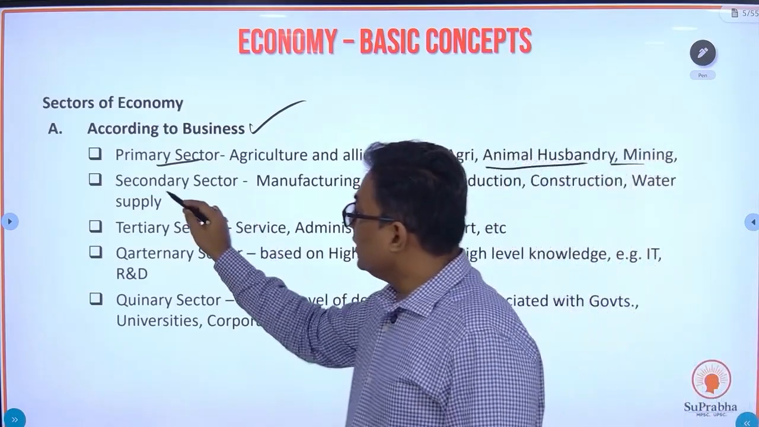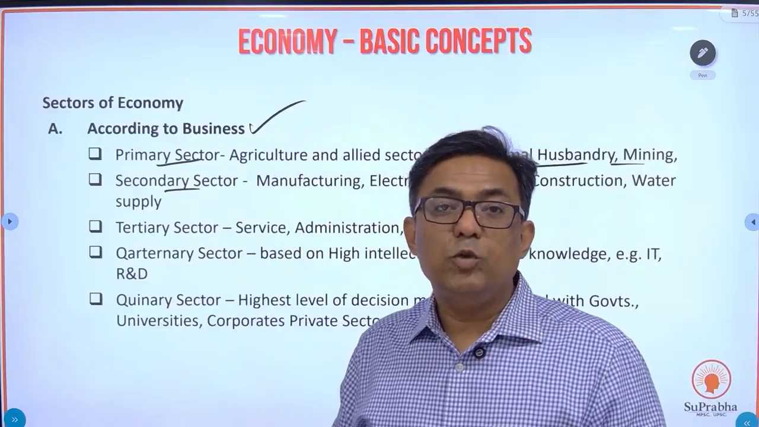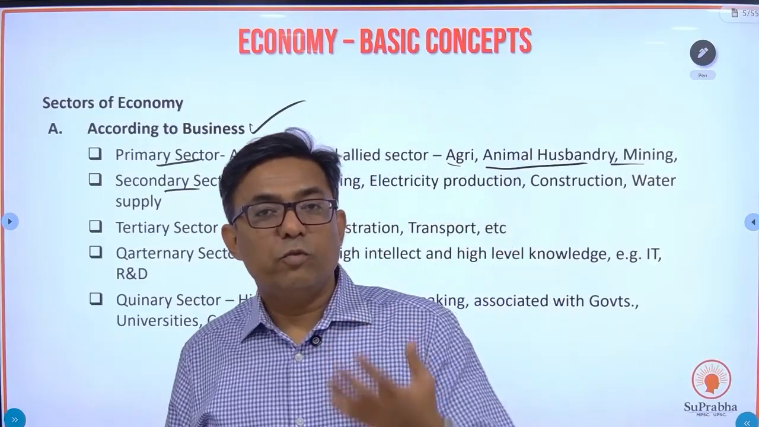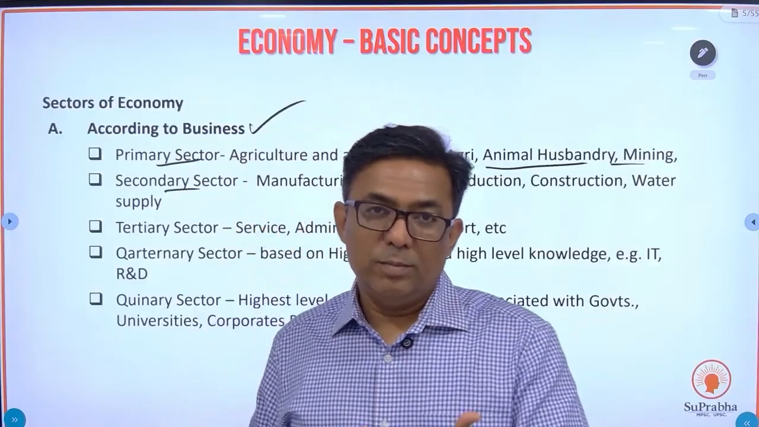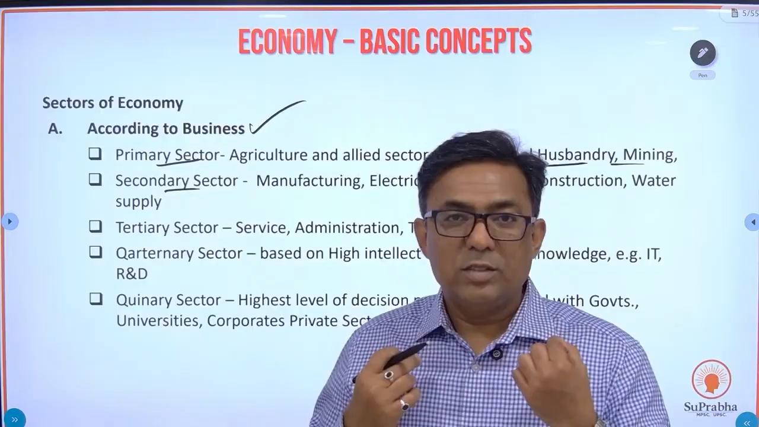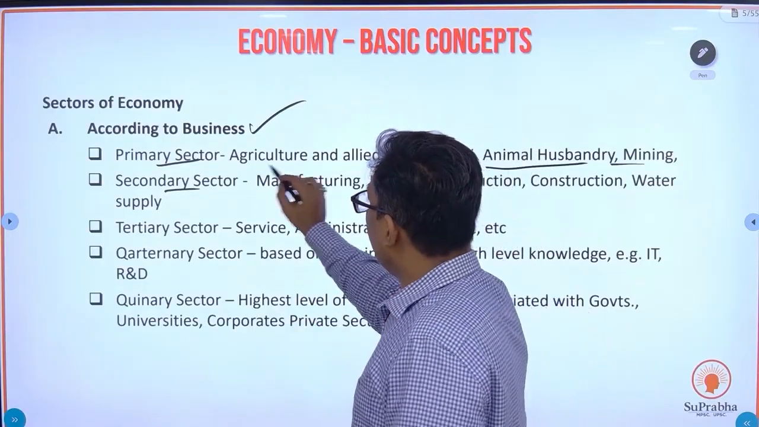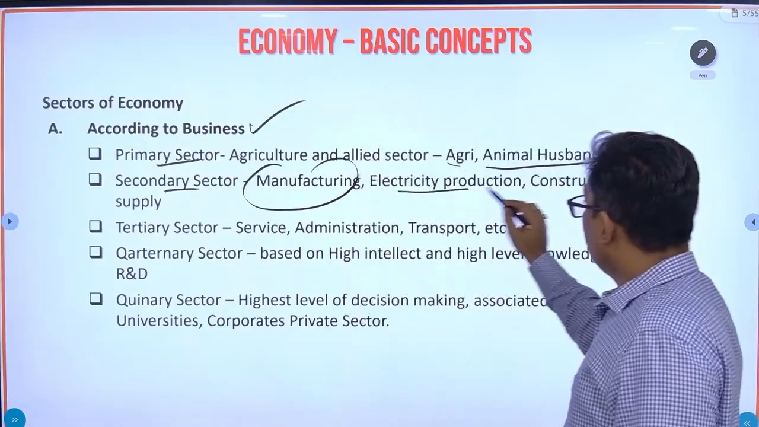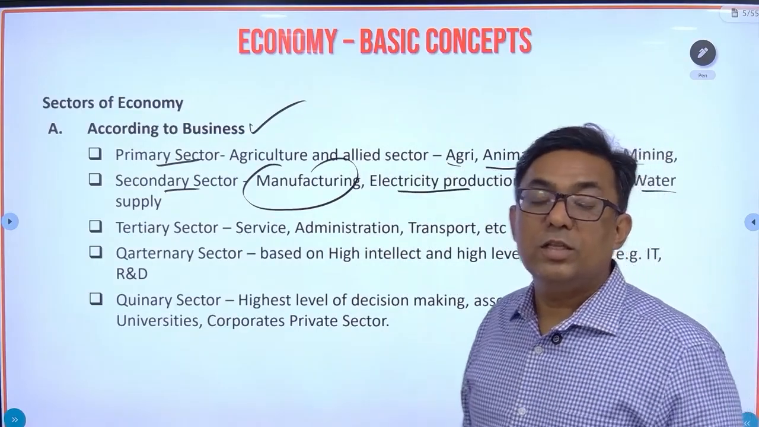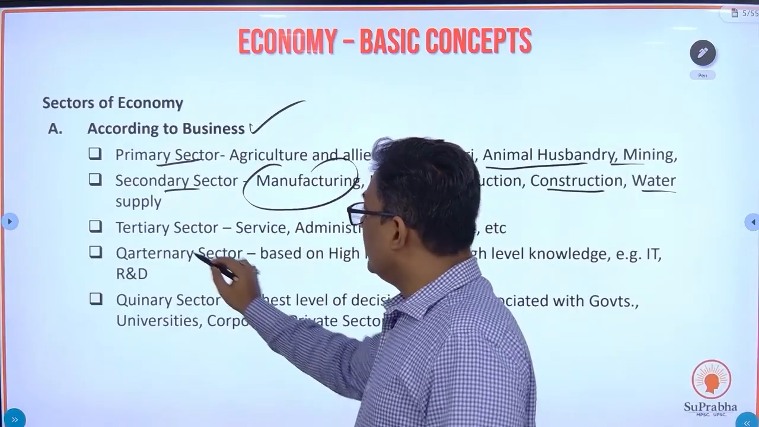What do you have in the secondary sector? Whenever you apply technology on what you get from the primary sector and you produce something, that is the secondary sector. So from the primary sector, you are going to get cotton, agriculture produce. You apply technology and you manufacture garments. That becomes a secondary manufacturing sector. So the secondary sector is mostly manufacturing. Electricity production, construction, water supply, this falls in the secondary sector. Fine. Next, you have the tertiary sector.